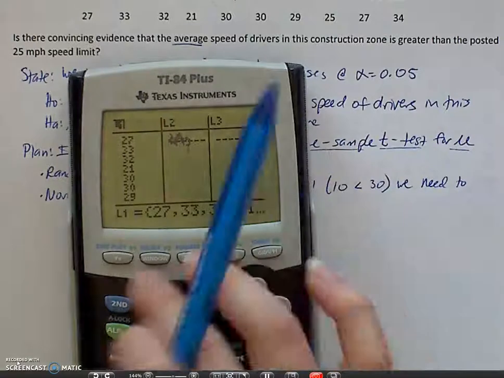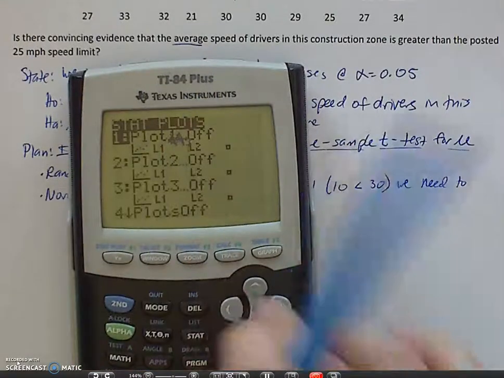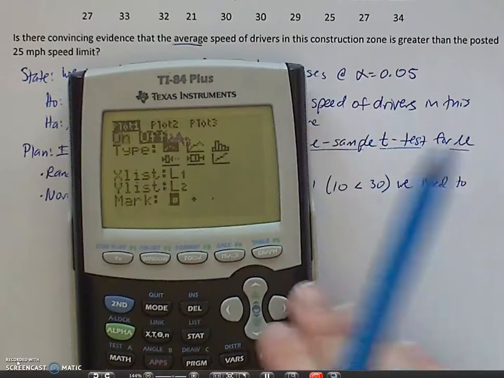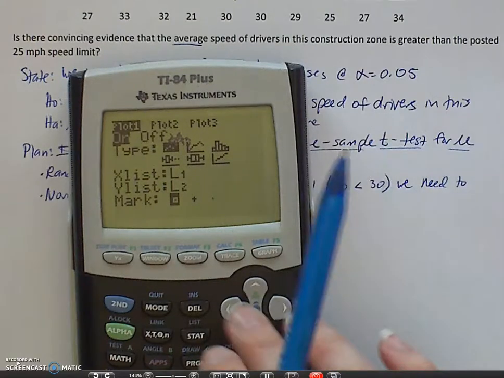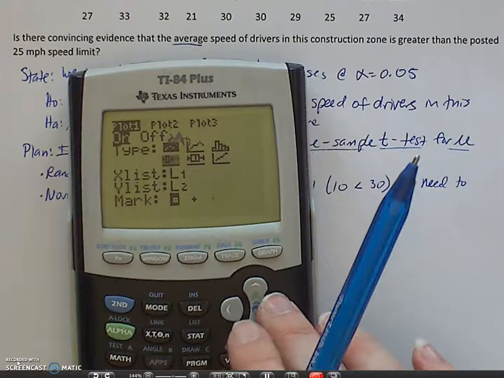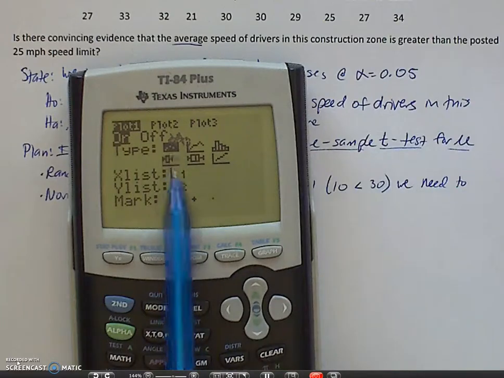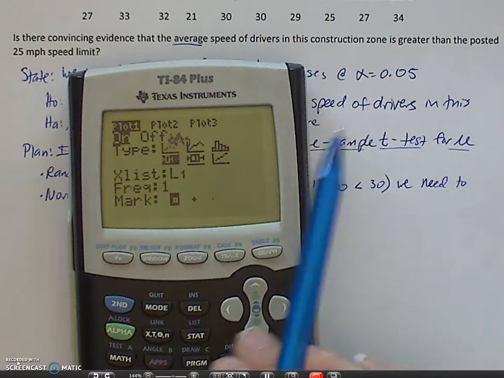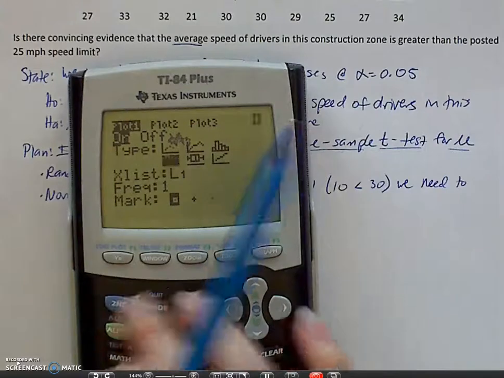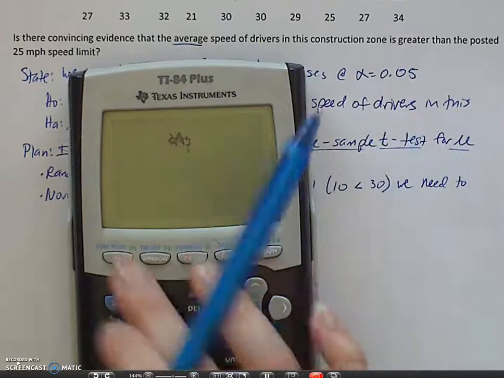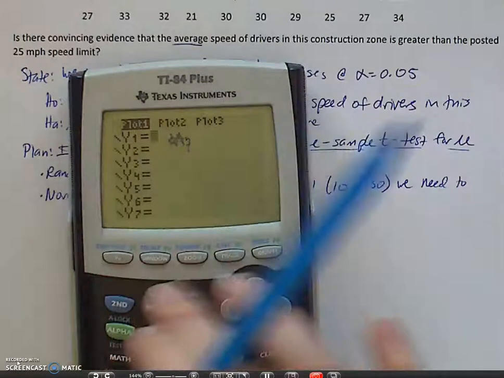Okay. Then I'm going to go to stat plot. I'm going to turn it on, and I'm going to choose this guy right here. This is the box plot that shows me if there's any outliers. So I'm going to exit out of there and make sure there's nothing in my y equals.